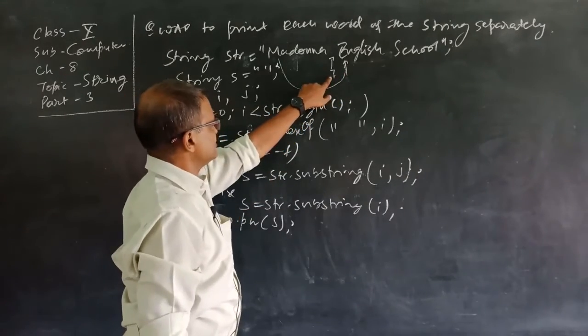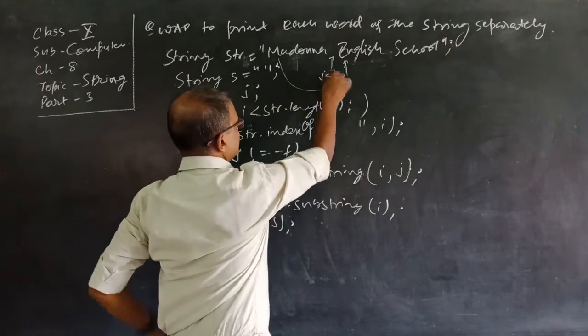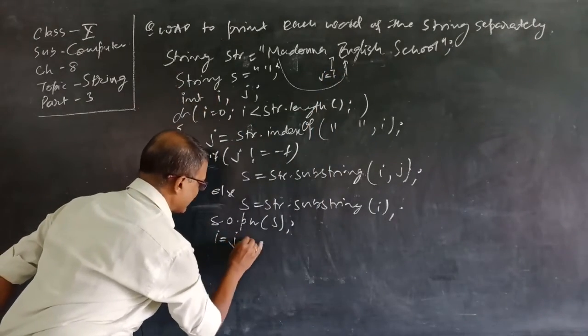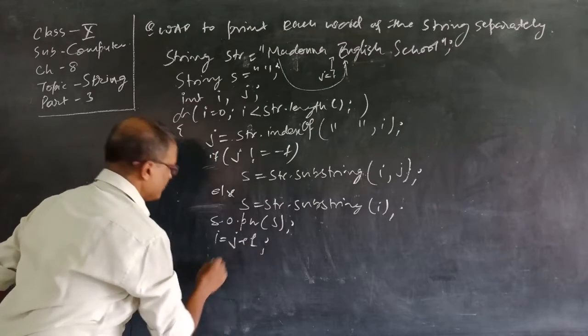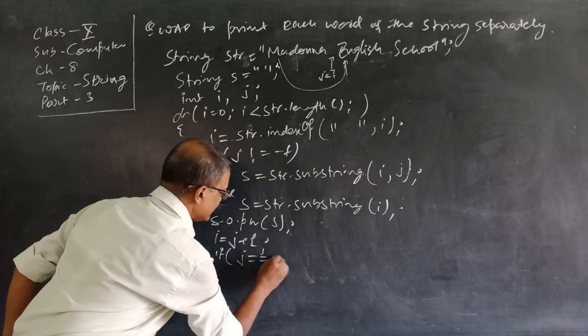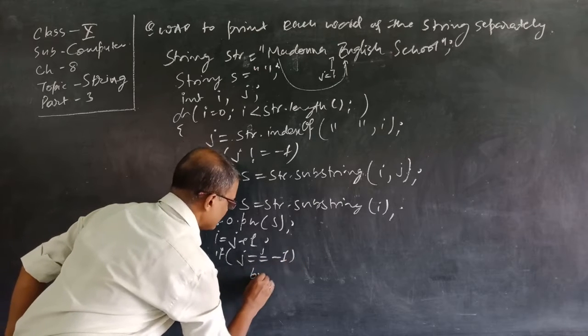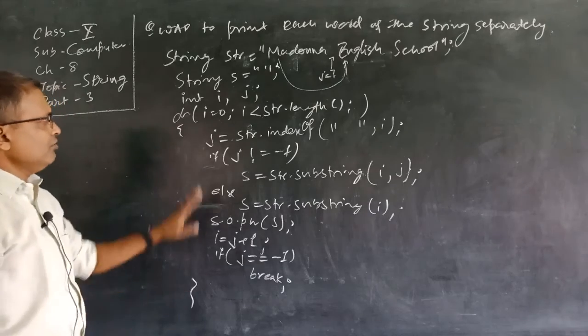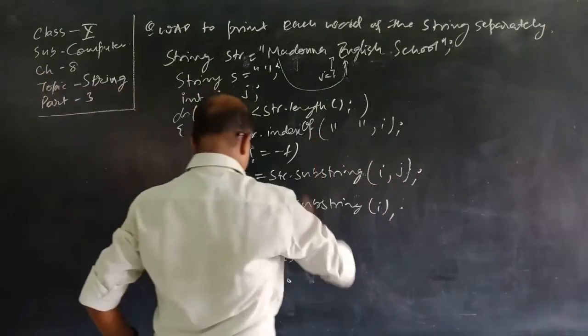This is j, 7 is stored in j. So you have to increment the value of i by using j plus 1. Finally, to exit the loop, you will have to apply j equal to minus 1, then break. Okay, so be careful here.